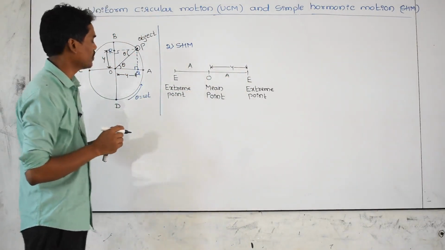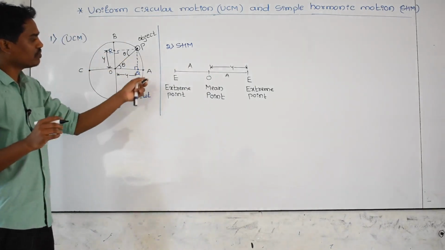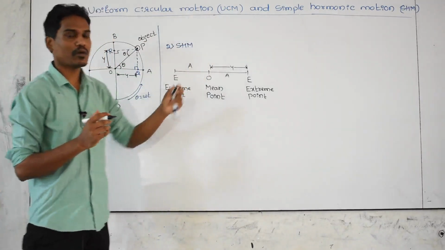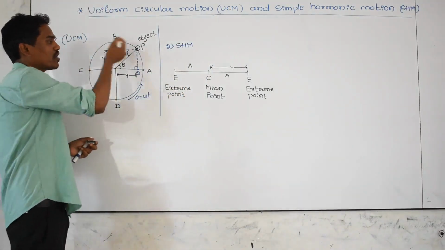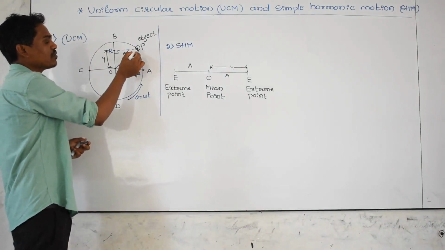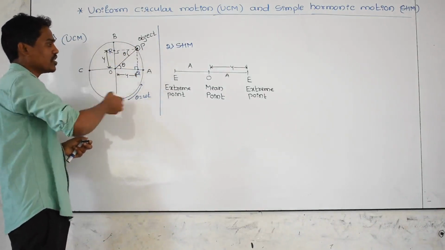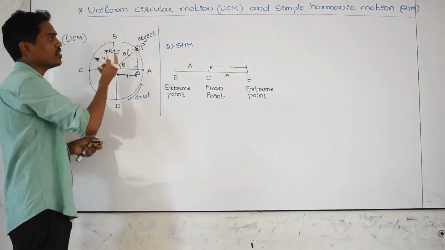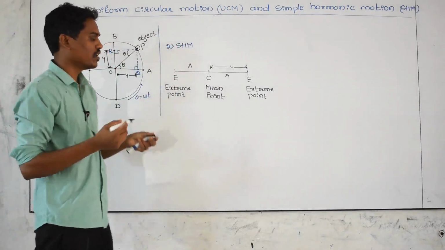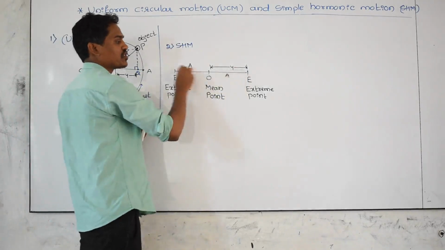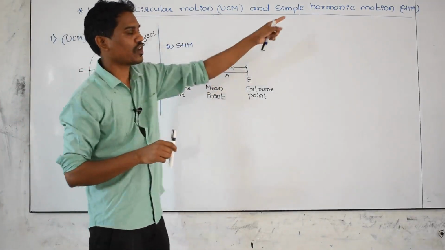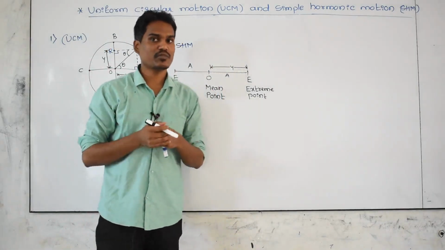Here the first diagram indicates uniform circular motion, which means the body is moving in a circular path with constant velocity. Here P is an object moving in a circular path with constant velocity. We call it uniform circular motion. And here the object moving in a straight line about its mean point is called simple harmonic motion. What is the relation between these two?